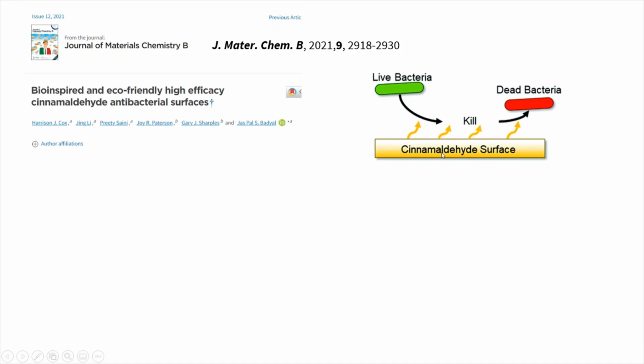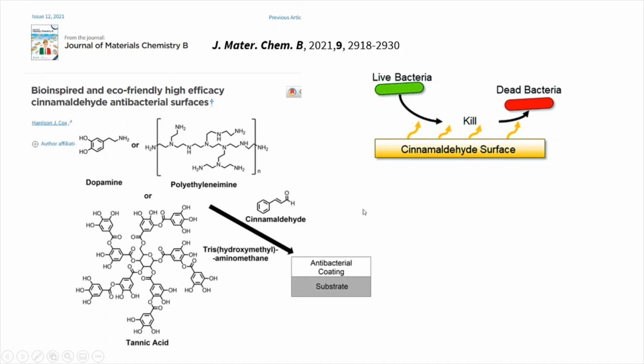But how can that surface be made? Basically they use primary amine, like polyethylenimine and dopamine. This is the dopamine or polyethylenimine, and cinnamaldehyde, and also some supporting substrate, tannic acid. So they made a surface like this, an antibacterial coating, by using the Schiff base reaction, which can kill the bacteria. So if you're interested, you can read this paper too.